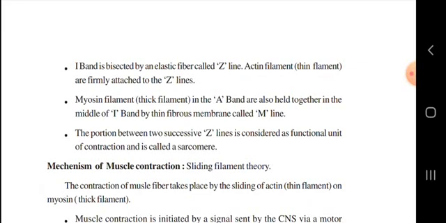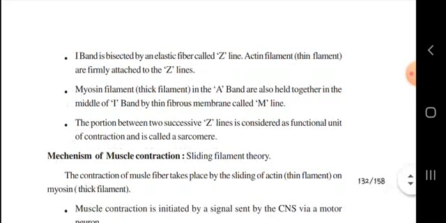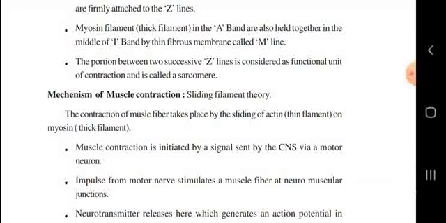There I explained about myosin and actin. The actin, or thin filament, is bisected by the Z line, and the myosin, or thick filament, is in the A band, and is also held together in the middle by the M line. The portion between two successive Z lines is the functional unit, which we call a sarcomere.